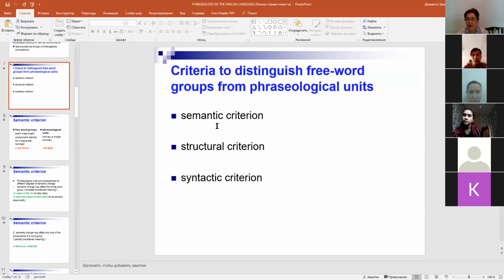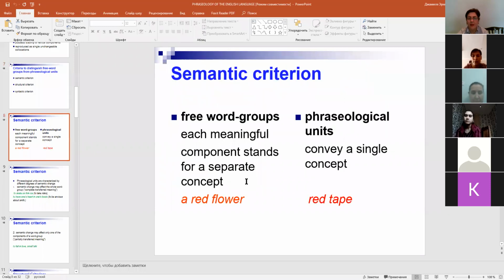We can differ them according to semantic criterion, according to structural criterion, and syntactic criterion. What is semantic criterion? Semantic criteria of free word groups: each meaningful component stands for a separate concept.